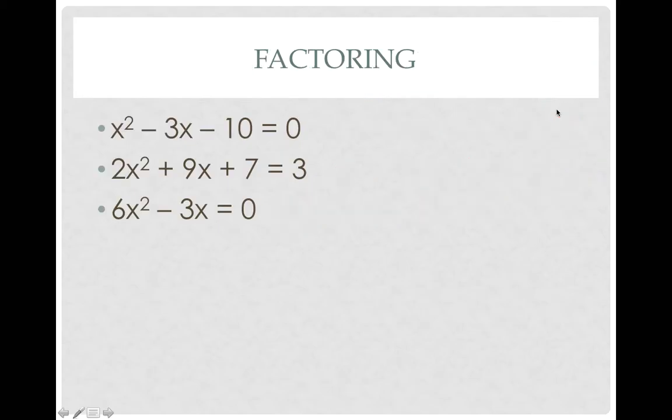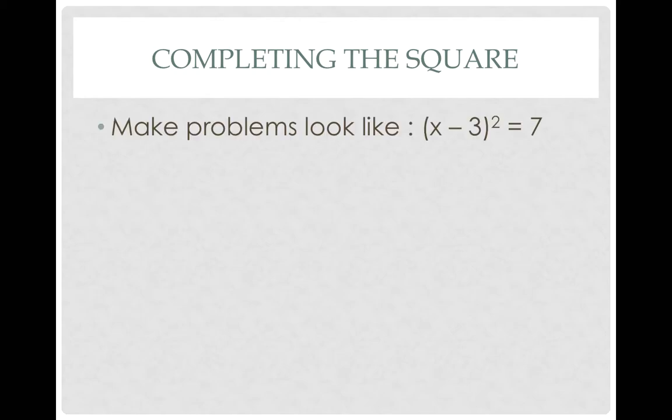All right, so continuing to move right along, we have completing the square. So first of all, this is what we want to make it look like. This is a completed square form. When we look at graphing, it's also called vertex form.